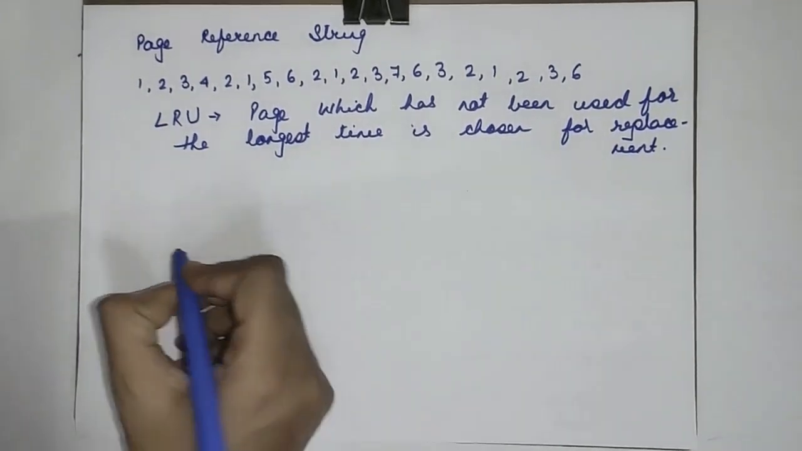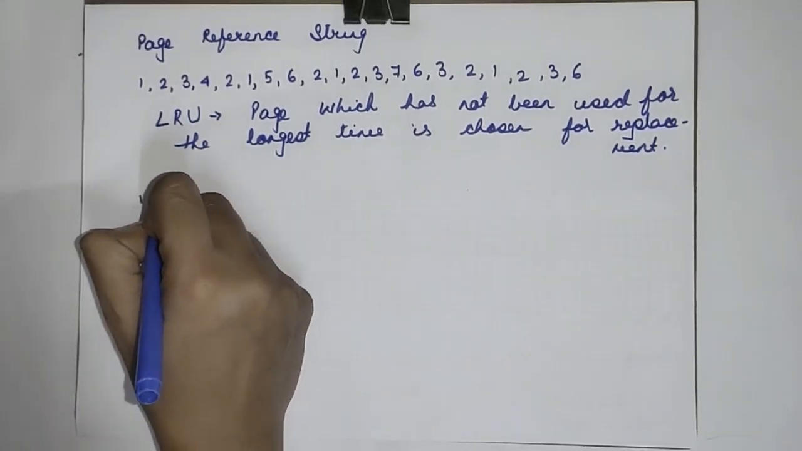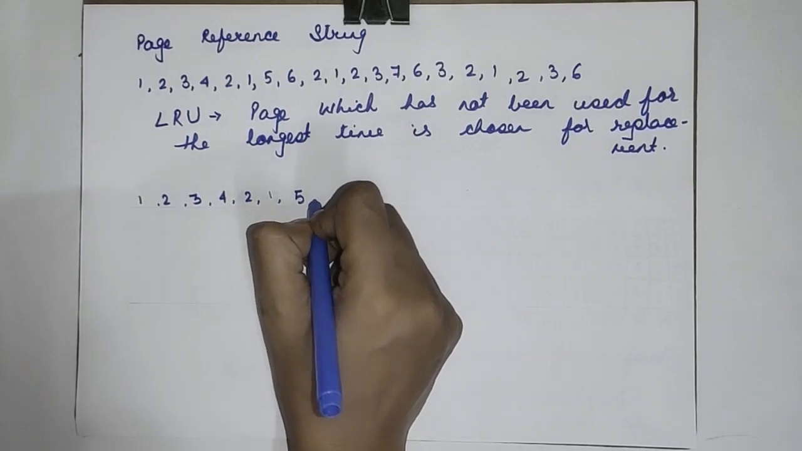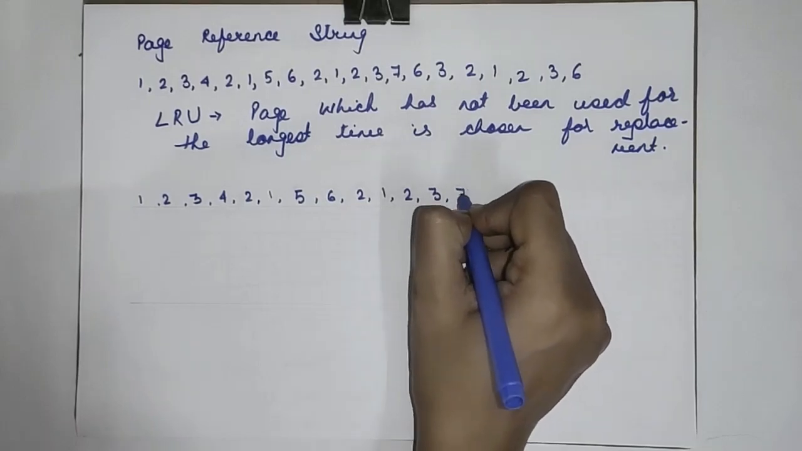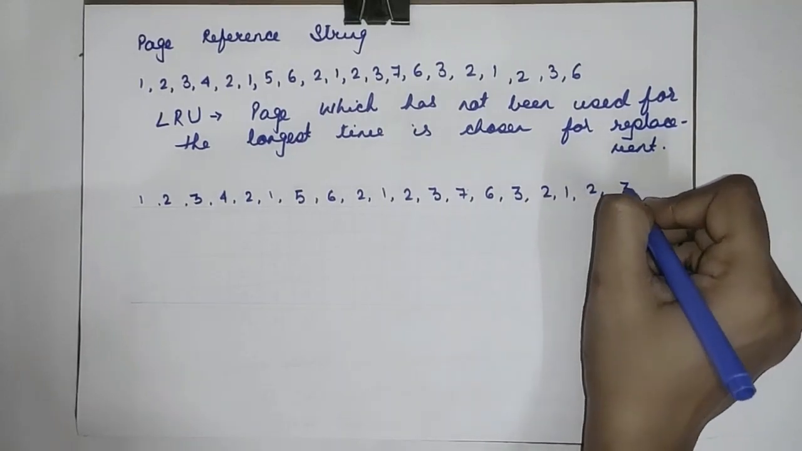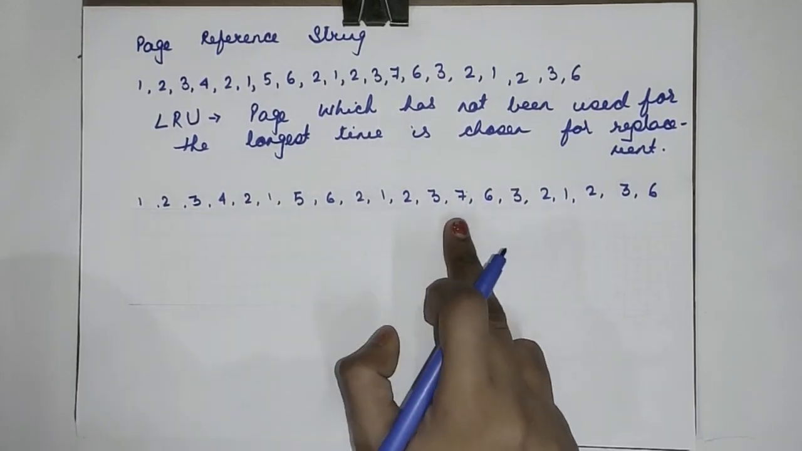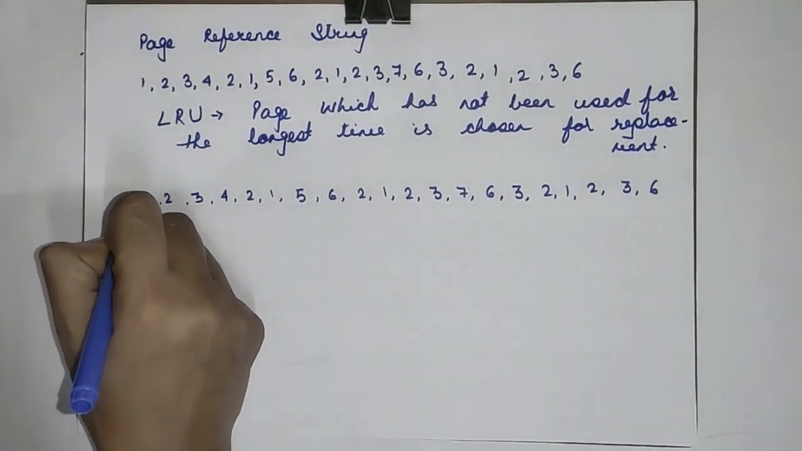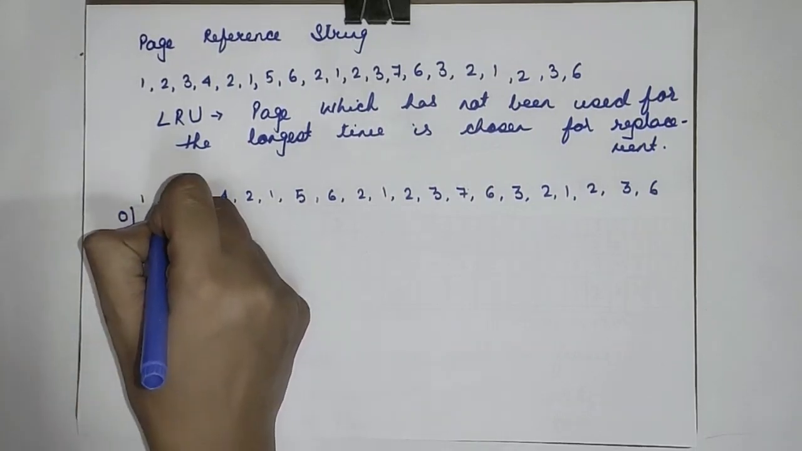So let me write the string again over here. So the string is 1, 2, 3, 4, 2, 1, 5, 6, 2, 1, 2, 3, 7, 6, 3, 2, 1, 2, 3 and 6. So that is 20 pages. And the number of page frames I have is 0, 1, 2, 3. So I have 4 page frames over here.